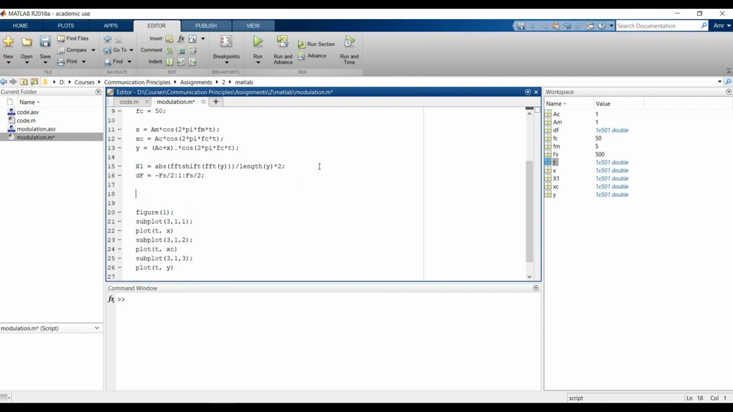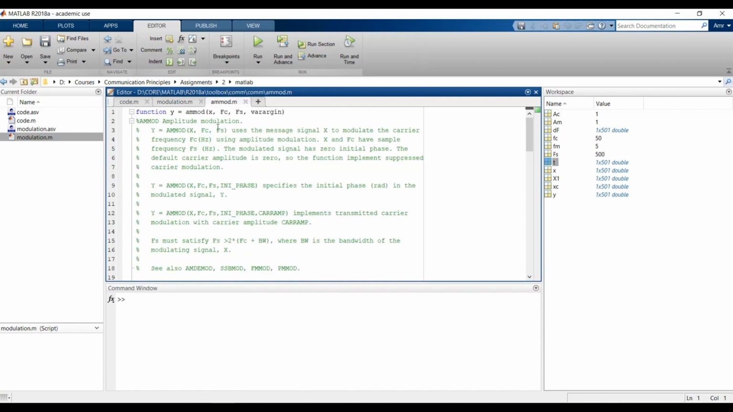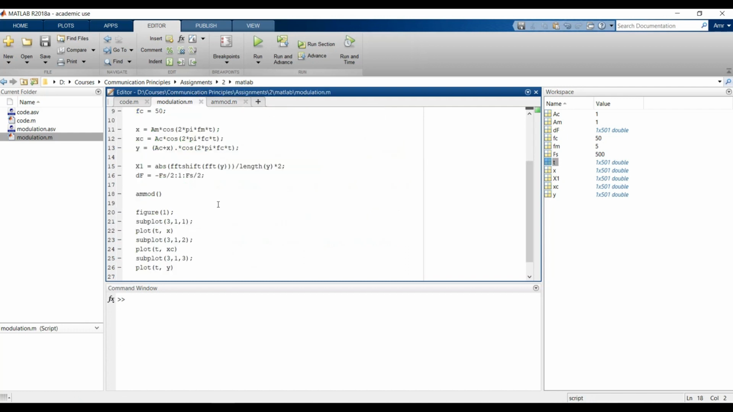What we can do is use the MATLAB function itself for AM modulation, and it's called ammod. Let's have a look at that. This function takes three arguments: the signal, the carrier frequency, and the sampling frequency. In this function, the default carrier amplitude is 0. This means that this function implements a suppressed carrier modulation, so DSB-SC, as we want. So we can just use it in order to generate our signal, and we can try that.